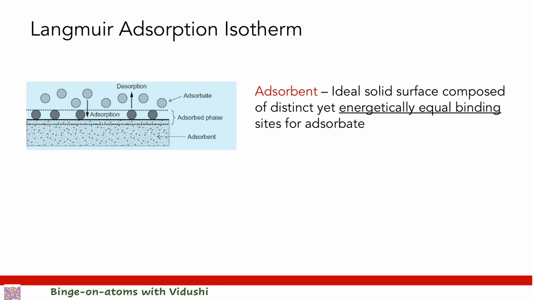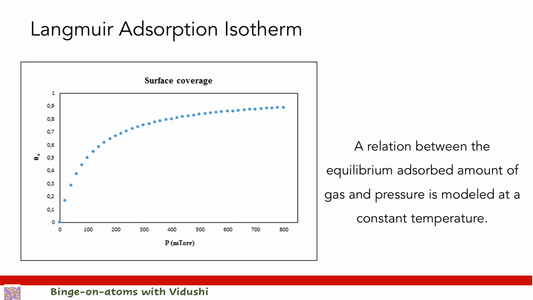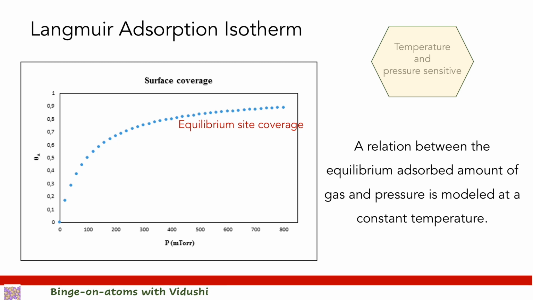To trace the isotherm, the fraction of occupied sites on the adsorbent surface is calculated. Here, Vm is the total number of adsorbing sites. The fraction of occupied sites is related to the pressure of the system at a constant temperature. This curve flattens once equilibrium is reached in the sorption process. This phenomenon is temperature and pressure sensitive.